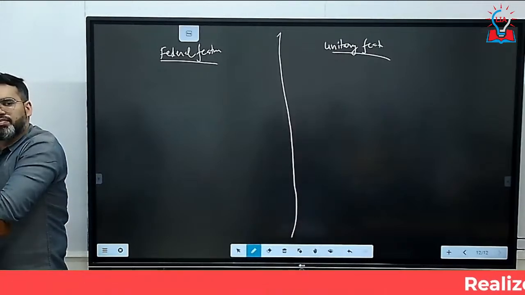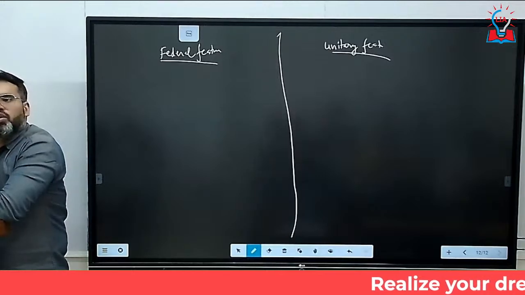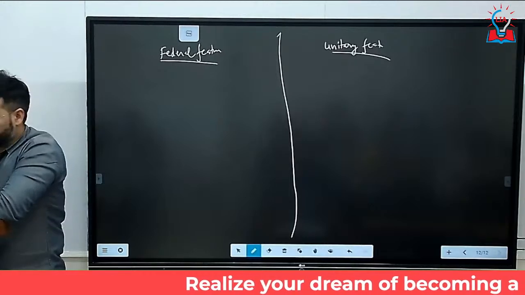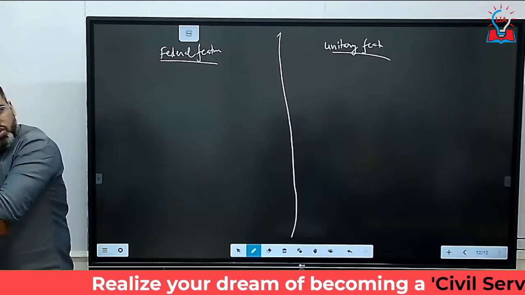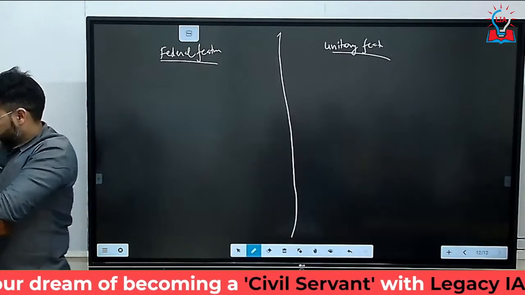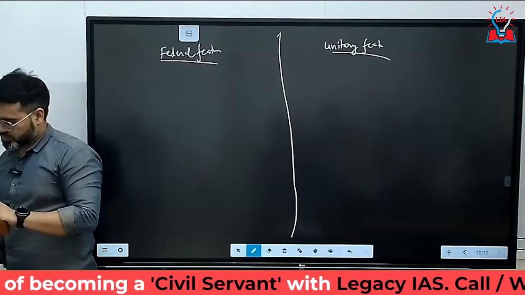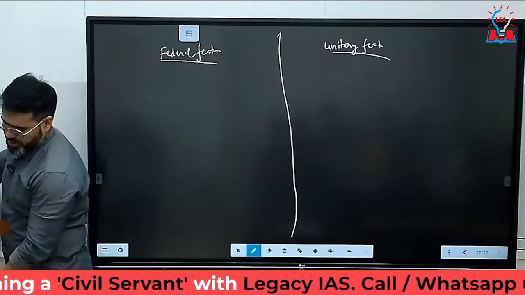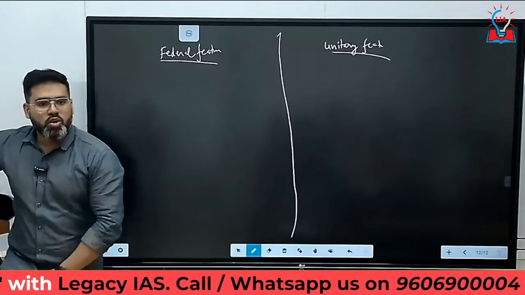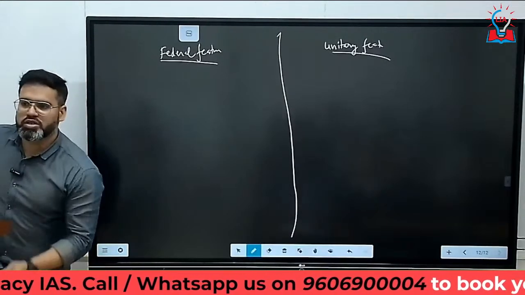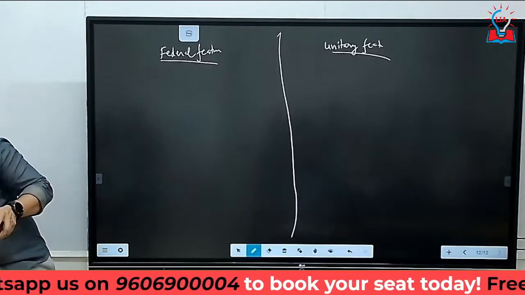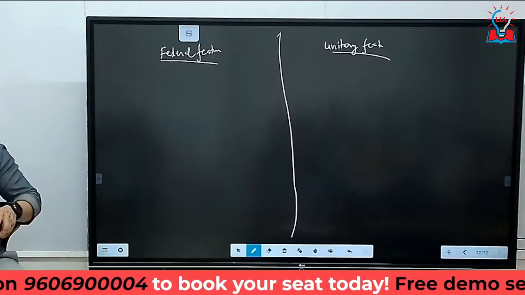Single constitution. Single means only the union has a constitution, not the state government. Where will it come? Yes, unitary feature. Single constitution will come under unitary feature. Exactly. Clear? Like for example, if we see the USA, states also have their own constitution. The states have their own constitution, but in India only the union government has its own constitution. States do not have their own constitution.